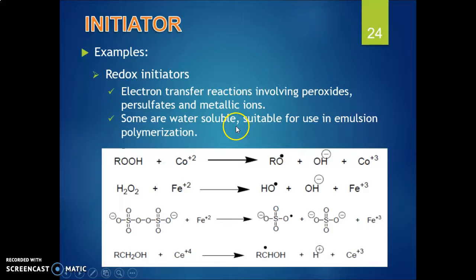Electron transfer reaction involving peroxide, persulfate, and metallic ions. Some are water soluble, suitable for use in emulsion polymerization. Okay, the same goes for this reaction, but the difference from the previous slide is the use of the peroxide and also the metallic ion here.